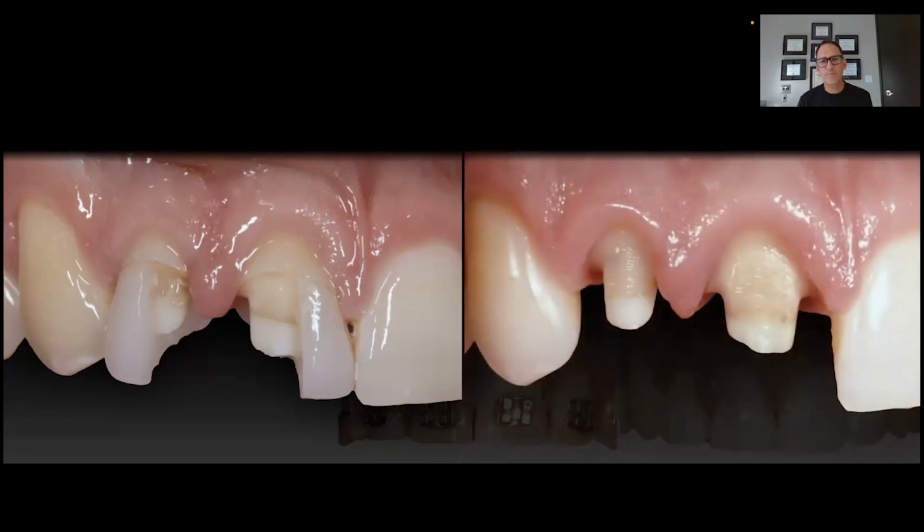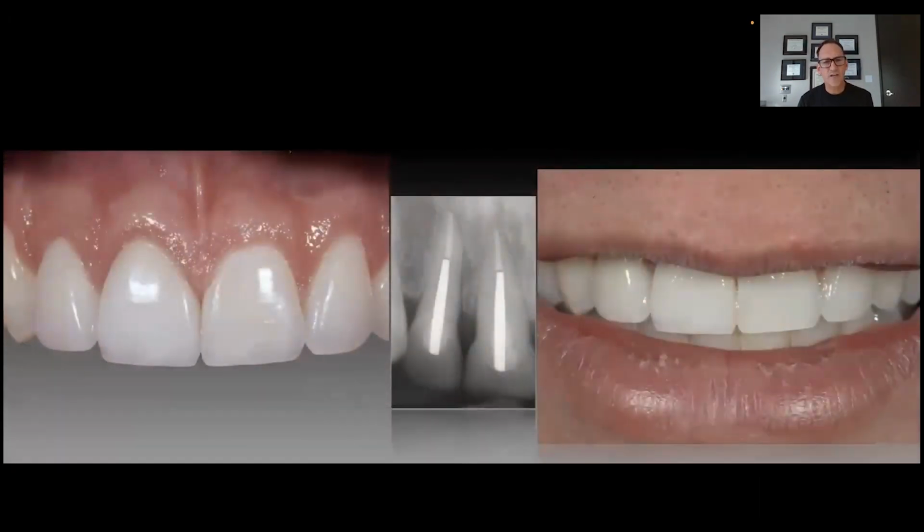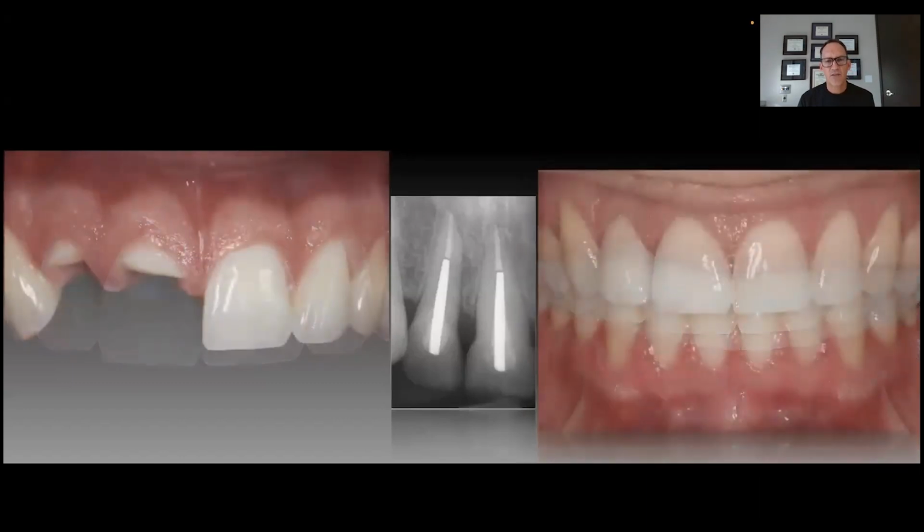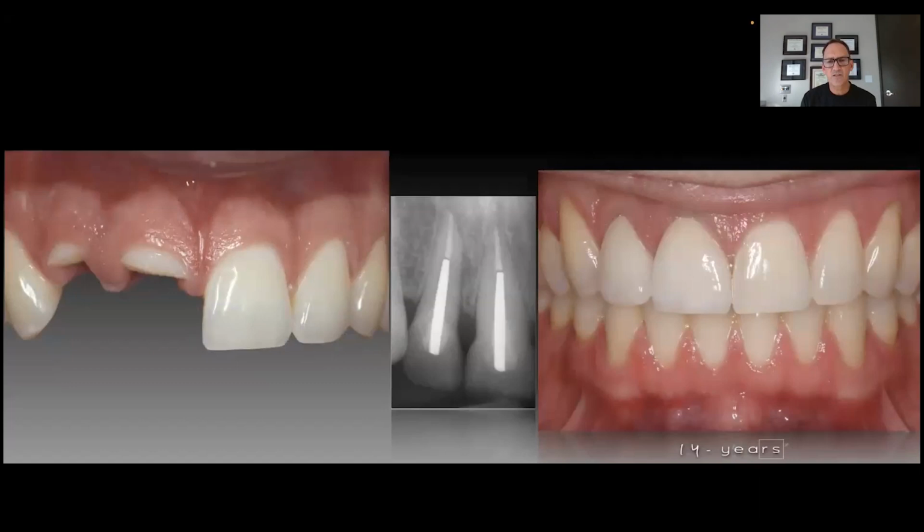Here's the final preps, and then the final case, again, greater than 9 millimeters of root still in bone, right? So here it is when I finished him, and then I was sent these photos. Here he is at 14 years, and the teeth still there. Right? So again, I'm hard pressed at times to think about taking teeth out.